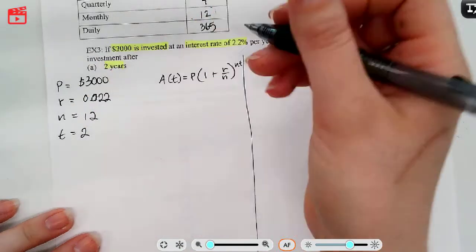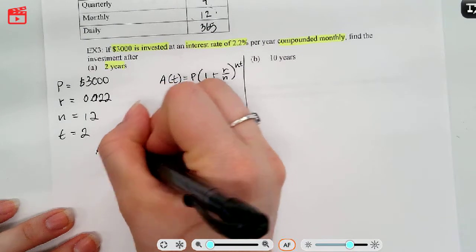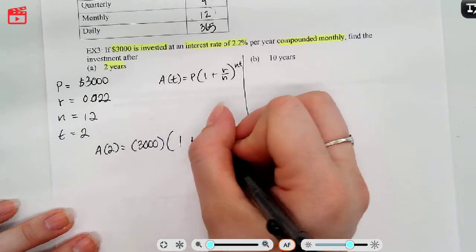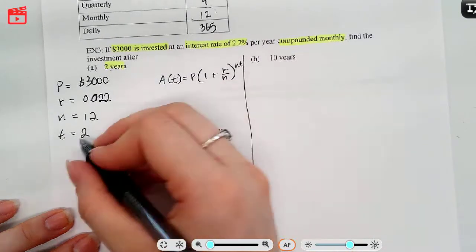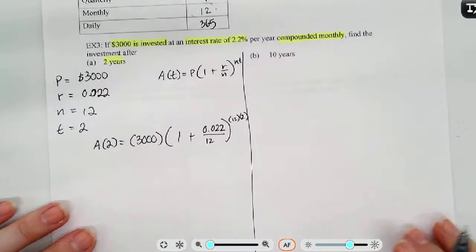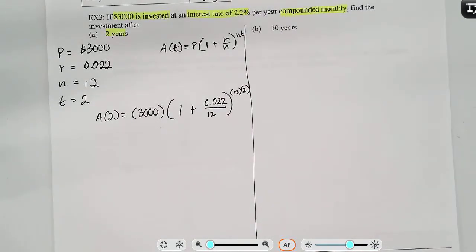Alrighty, so there we go. So we're going to find A(t). A(2) is going to equal our principal times 1 plus our rate, which is 0.022, all over our n, which is 12, all raised to the n times the t. Okay, so let's go ahead and find those values. So our rate, 0.022, divided by our n, which is 12.